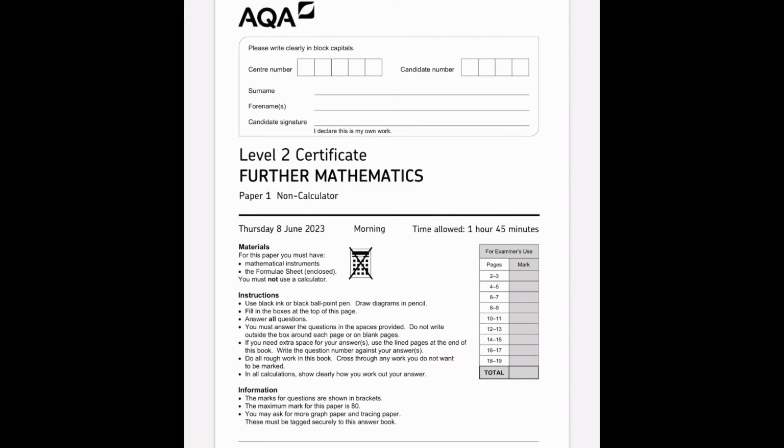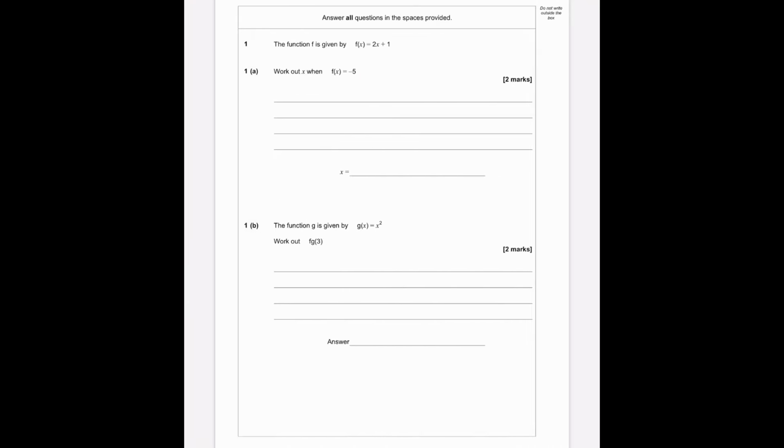Welcome to the June 2023 AQA Level 1 Further Maths GCSE Paper 1. This is the non-calculator paper.